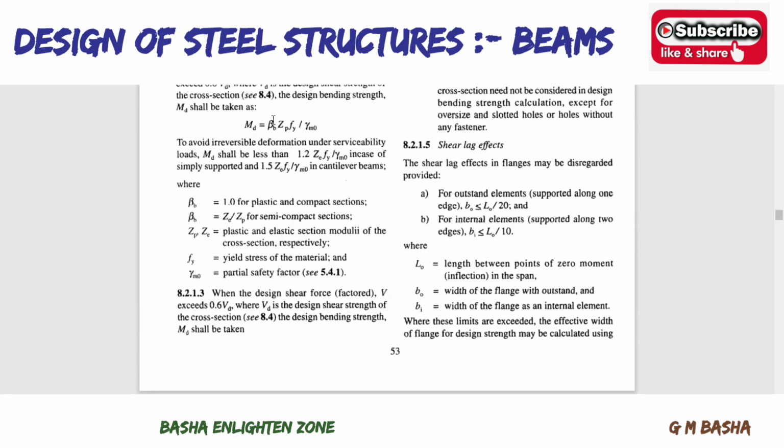See here, we solved this formula. MD will be equal to beta B ZP Fy by gamma m naught. And again, there will be two conditions. To avoid irreversible deformation under serviceability loads, MD shall be less than 1.2 ZE Fy by gamma m naught in case of simply supported beams. And in case of cantilever beams, it will be 1.5 times ZE Fy by gamma m naught. Actually, our question is related to simply supported beams, and again we have to check with this condition, 1.2 ZE Fy by gamma m naught.